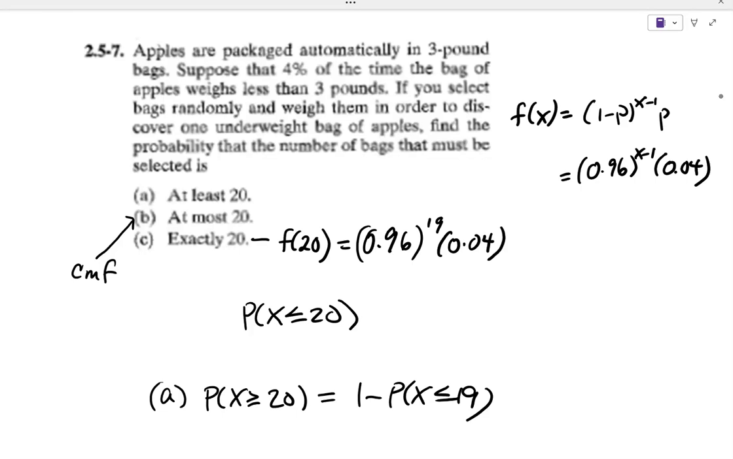And then at that point, that's a matter of putting it in your calculator. Either your calculator or Excel, either or. But if you wanted to write it as a summation, where would your x start if you wanted to do this as a summation? 1, good, because you have to have at least one trial to get a success, right? So it'd be 1 to 20, 0.96 to the x minus 1, 0.04 to the first power.